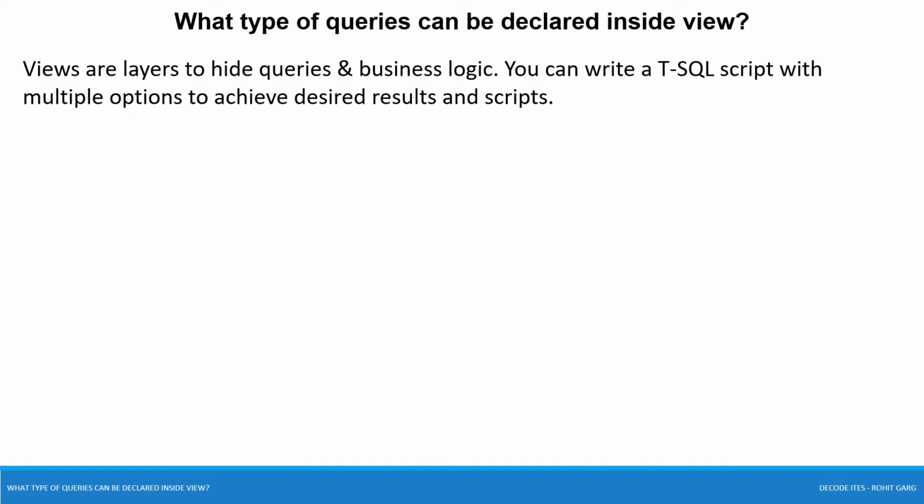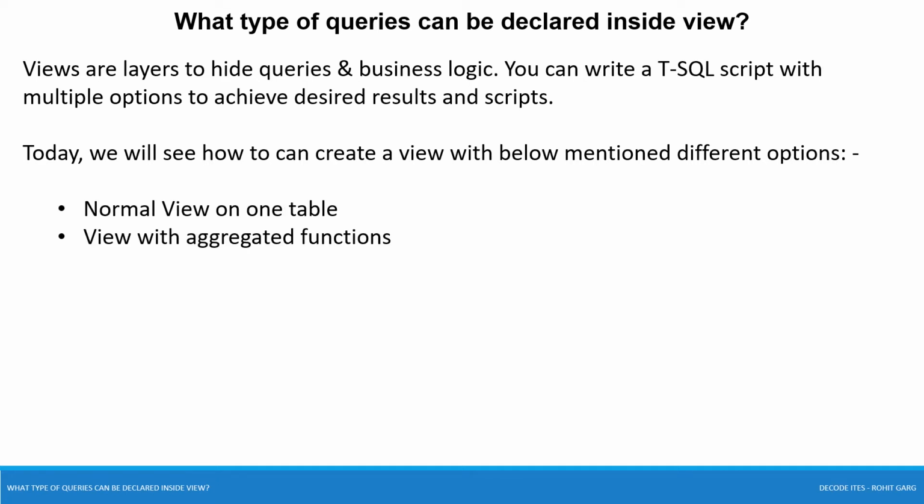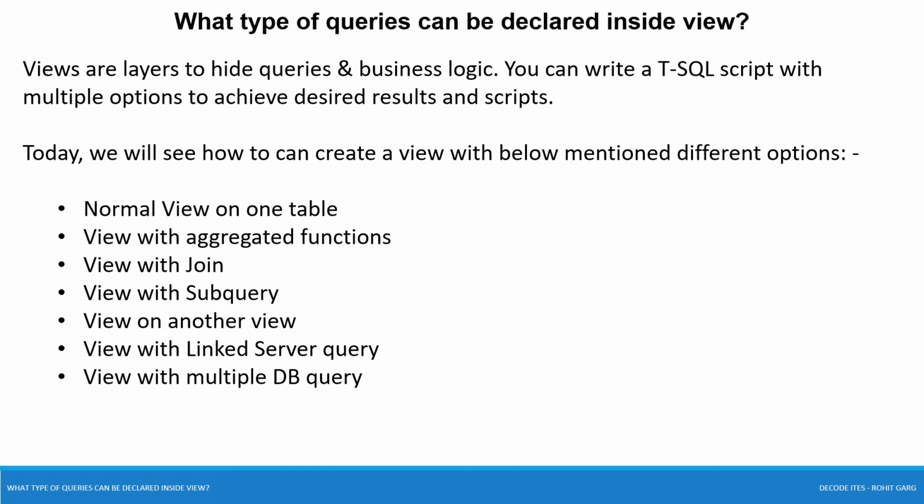Views are layers to hide the queries and business logic. You can write a T-SQL script with desired options to achieve desired results and outputs. Today we will see how we can create a view with the below mentioned different options: normal view on one table, view with aggregated functions, view with joins, view with subquery, view with another view, that means nested view, view with linked server query, and view with multiple DB queries.